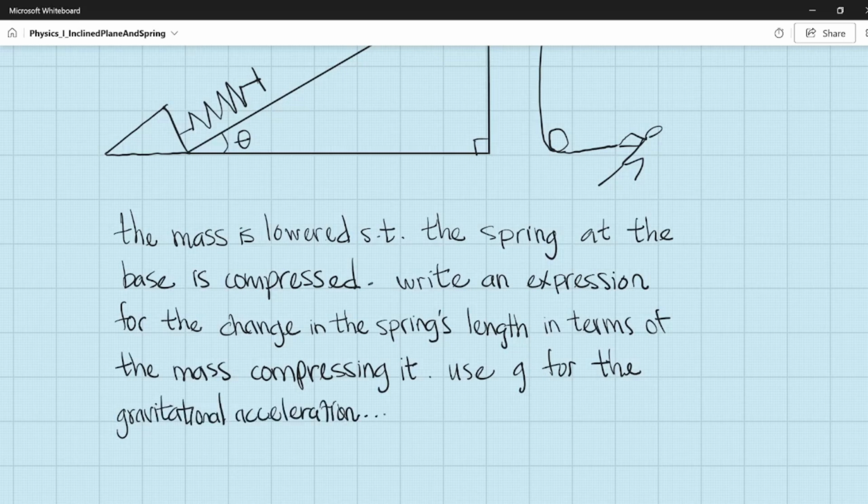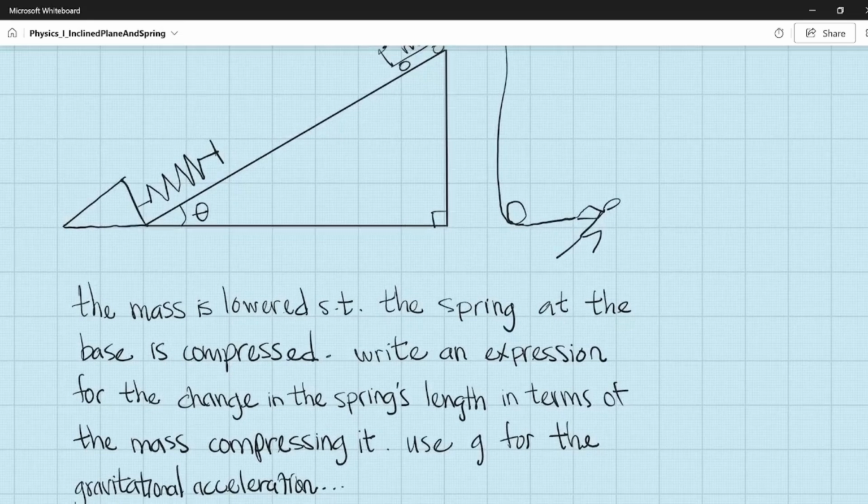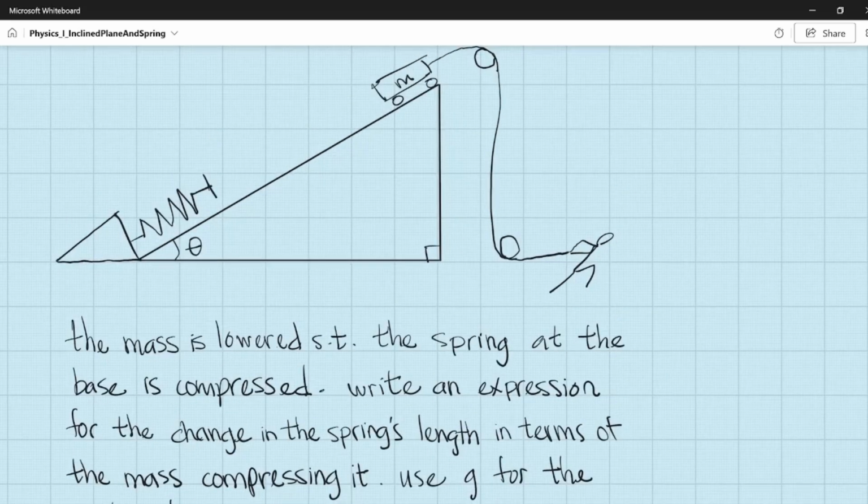And so we are going to see what happens when essentially the spring and the mass system are in mechanical equilibrium. So the mass is going to be allowed to roll down the inclined plane and make contact with the spring such that the spring is compressed. That is the system that we're analyzing.